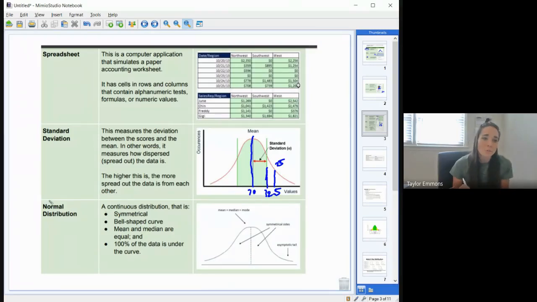Okay. So normal distribution is a continuous distribution that is symmetrical. That means it's even, and it's got a bell-shaped curve. And the mean and the median are equal. And 100% of the data is under the curve. Okay, this is going to be important later on. I would remember this little sentence right here. 100% of the data is under the curve. That's for normal distribution. Okay.